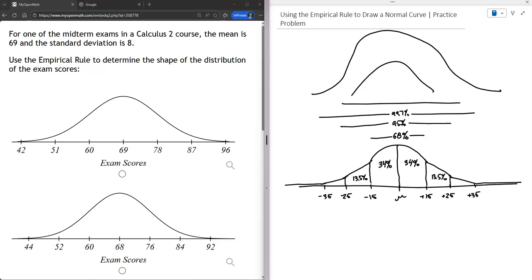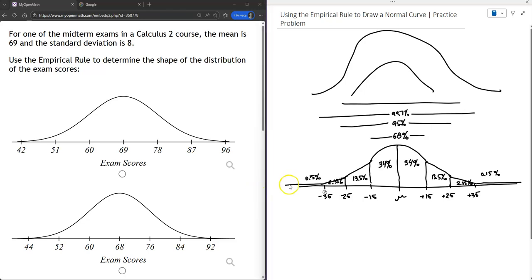But if 99.7% is within 3 standard deviations, that means only 0.3% is outside of the 3 standard deviation range, or 0.15% in each tail. So almost nothing. And that leaves us with 2.35% here and 2.35% here. So this is how we draw the bell curve.